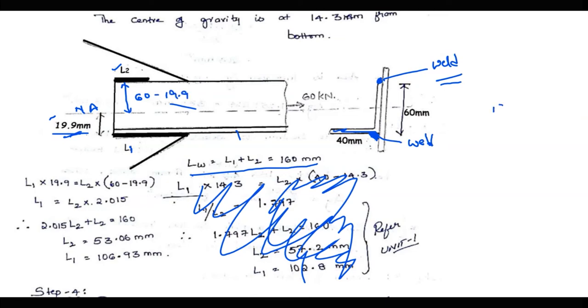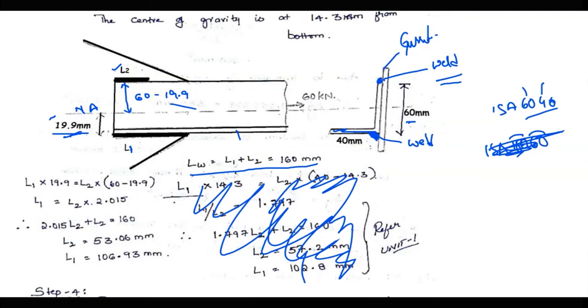See here, we have selected a section ISA 60/40, right? So whenever we write 60/40, 60 is the length of one leg and 40 is the length of the other leg. It is always better if we connect the larger leg with the gusset plate. Okay, so I have done that. The 60 leg is connected to the gusset plate. This is the gusset plate.